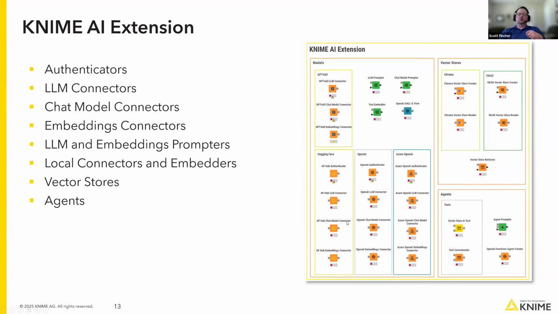Regardless of which resource, what type of LLM you connect to, these orange nodes that you see here, the ones in green, the LLM prompter, the chat model prompter, the text embedder, and so on, those are used regardless of which flavor of AI you're connecting to in the first place. We also have the ability to create and reference vector stores of a few different flavors, as well as create agents, convert vector stores to tools, and so on. So lots of different functionality that we've built in as part of the extension.